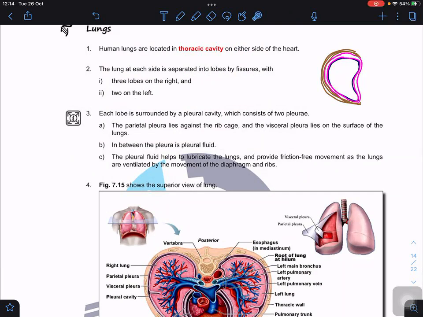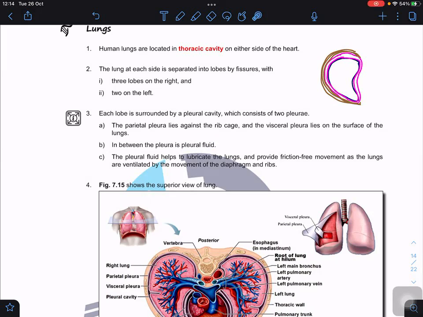So therefore that's very important to protect our lung, because when ventilation takes place, you have friction between your lung and the rib cage. So we need some sort of lubricant. So we have these 2 layers of the pleura. The cavity inside the pleura is termed the pleural cavity. The parietal pleura lies against the rib cage and the visceral pleura lies on the lung surface. The inner one attached to the lung is called visceral, and the one attached to the rib cage is termed parietal. In between the pleura, we have the pleural fluid.